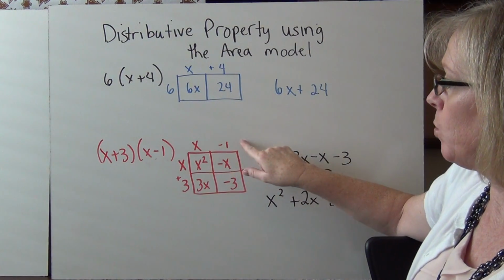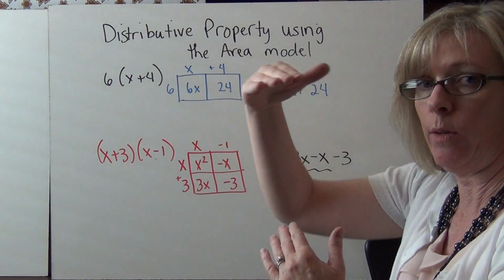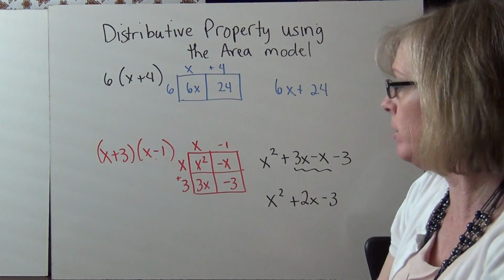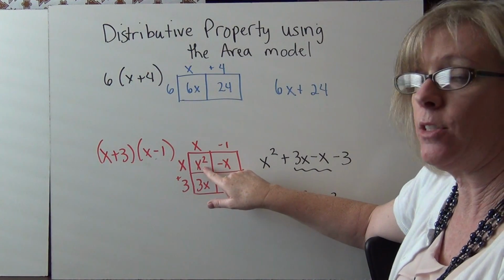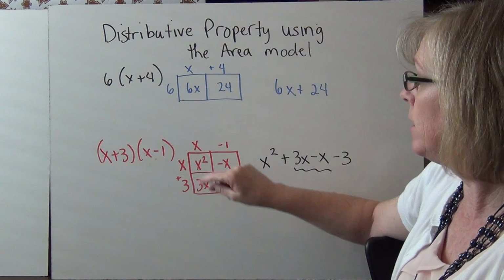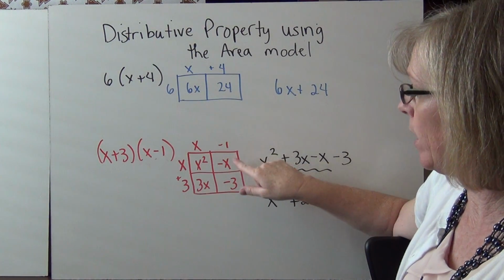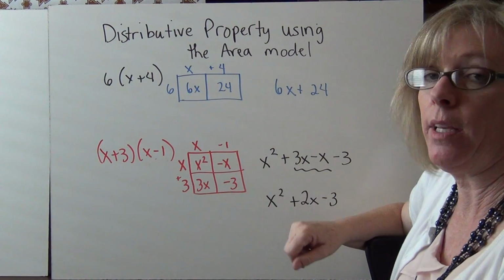Here's my x minus 1. Here's my x plus 3. It doesn't matter which one of these goes here and which one goes here. I'm going to get the same answer. So now I say, well, the first thing I would do is multiply x times x and get x squared. Then I might say x times 3 and get 3x. Come over here and I have an x times negative 1, I get negative x. And I have a 3 times negative 1, so I get negative 3.